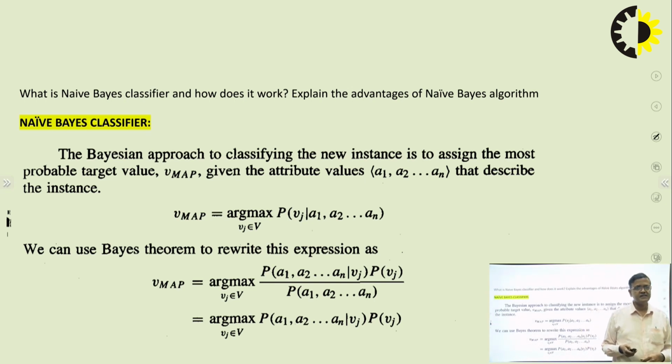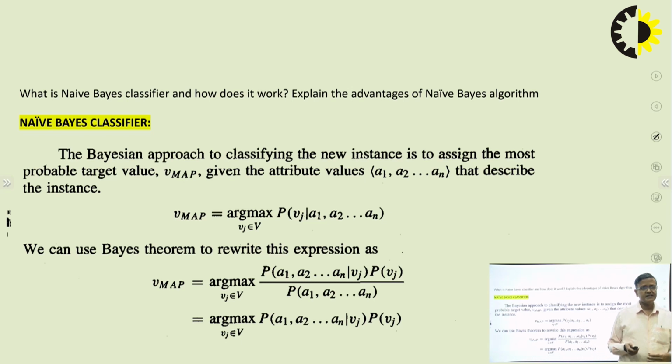So now we will see another classifier, which is a very famous classifier, called the naive Bayes classifier, and how it works. And we will also see the advantages of the naive Bayes algorithm.